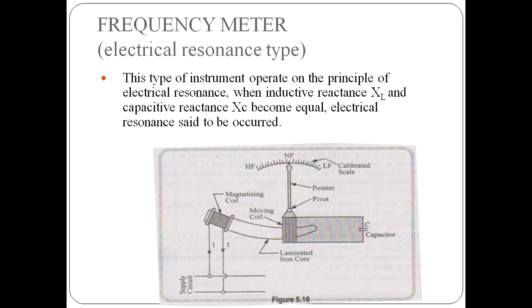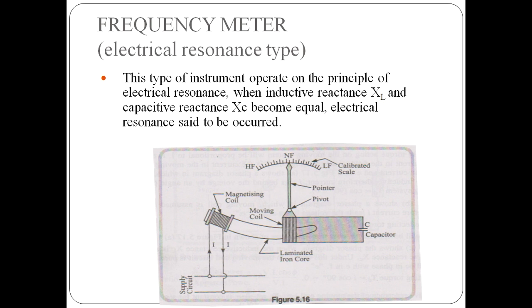Next, the second type of frequency meter is the electrical resonance type frequency meter. This type of instrument operates on the principle of electrical resonance. When the inductive reactance XL and the capacitive reactance XC become equal, electrical resonance is said to occur. We have already noted in the resonance concept that when XL equals XC, resonance occurs.